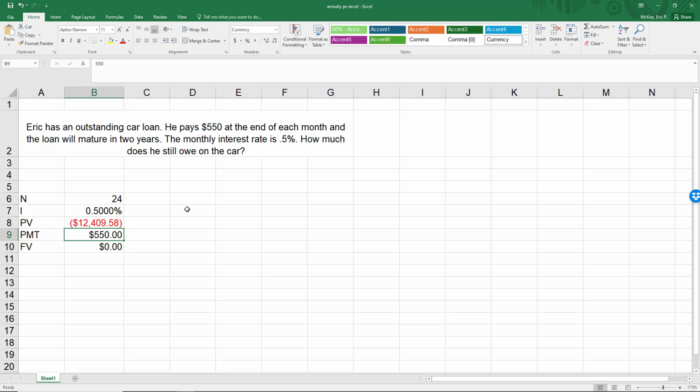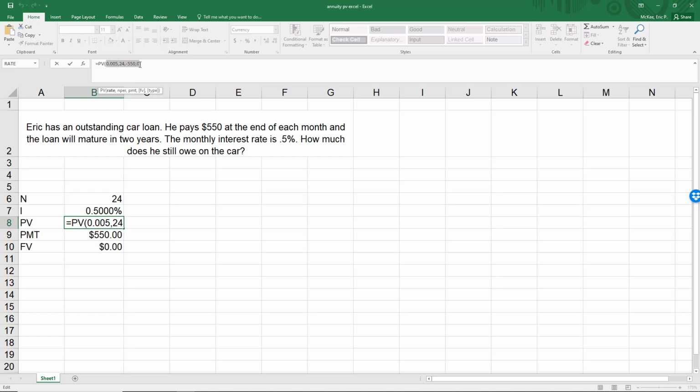$12,409. Now, just note here, this is being reported as a negative number. That's why it's in parentheses and in red. That's to contrast it with the payment. If I had made my payment negative 550, I would have gotten a positive number. Allow me to demonstrate. Boom, now it's positive. And that is because Excel requires opposite signs for these functions.